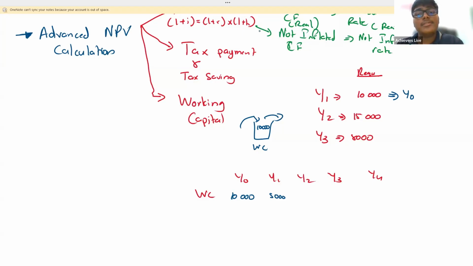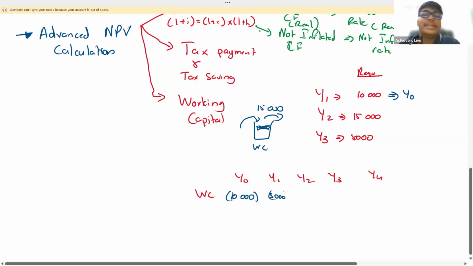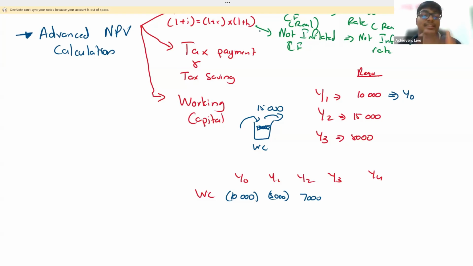So at the end of year two, in our cup, $15,000 will be there. But do we need all of these $15,000? No, we only need 8,000. How much extra is there? 7,000 extra. That is an outflow. Sorry, that's an inflow. So we are taking $7,000 out.